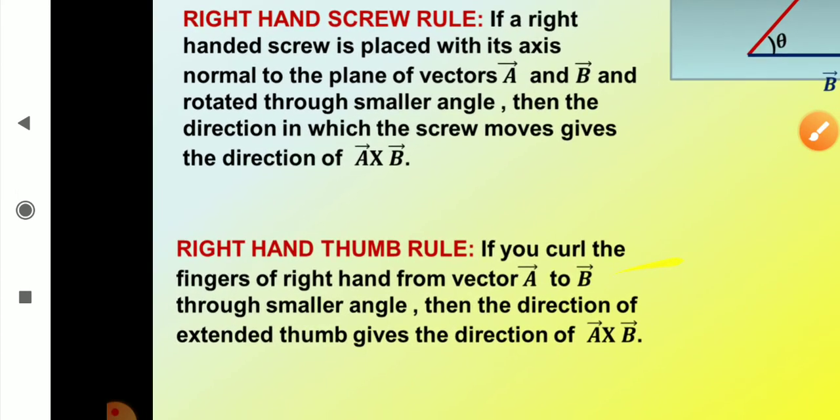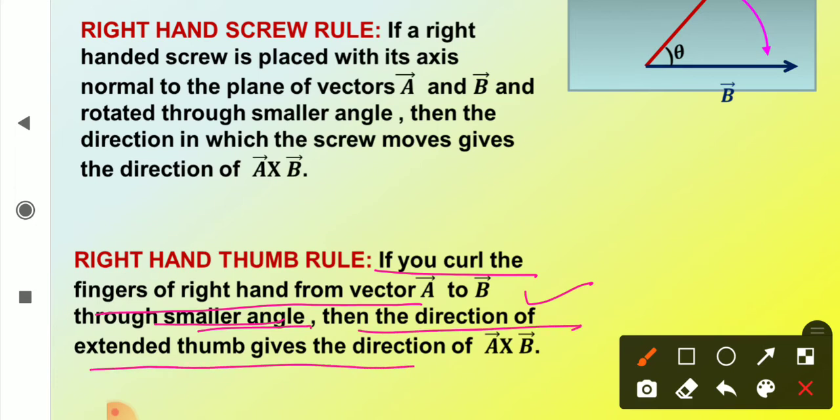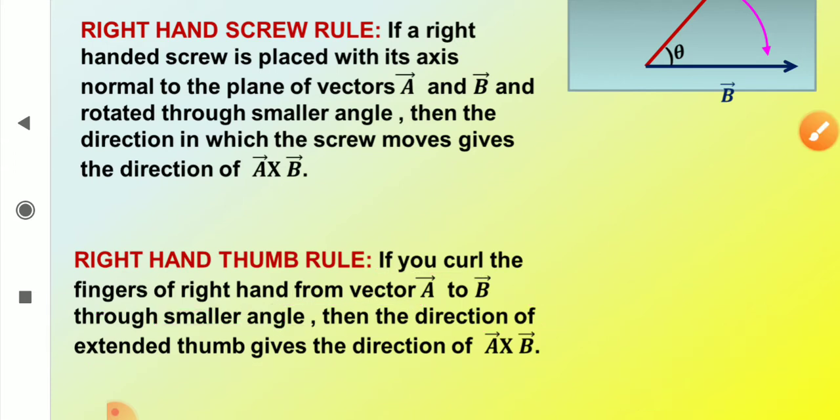There is one more interesting rule and perhaps easier. If you curl the fingers of the right hand from vector A to vector B through the smaller angle, then the direction of the extended thumb gives the direction of A cross B.